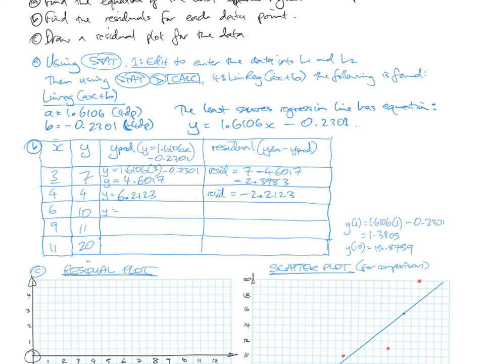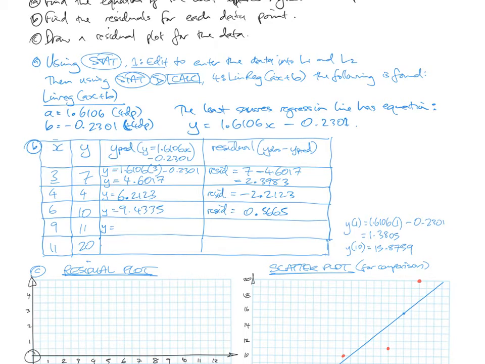Next, keep going. 1.6106 times 6, take 0.2301, is 9.4335. Residual: this is a long process, but lucky for you, there's a way to do it with a calculator. So y observed, 10, take 9.4335, is 0.5665. So that's telling me the difference between the data point and the least squares regression line was much smaller there. So the data point would have been close to the least squares regression line.